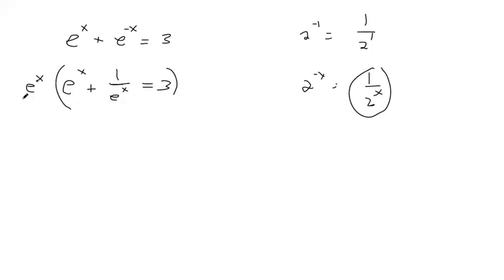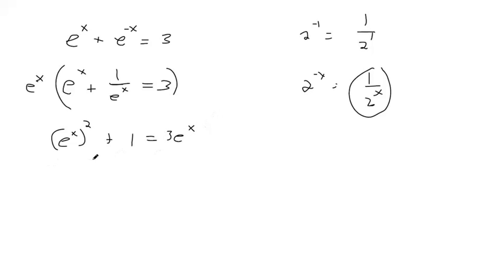So e to the x times itself, that's e to the x squared, or you could say e to the 2x, same thing. And then you've got e to the x times 1 over e to the x, it makes 1. And then e to the x times 3 just makes 3 e to the x.